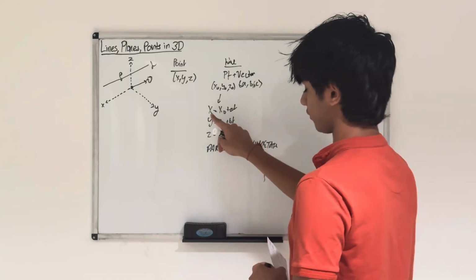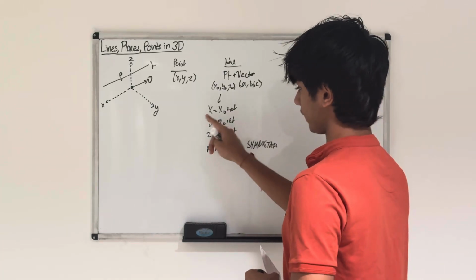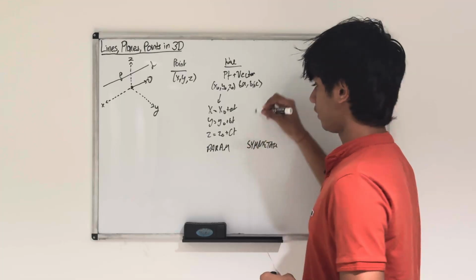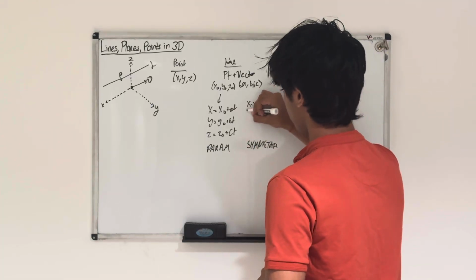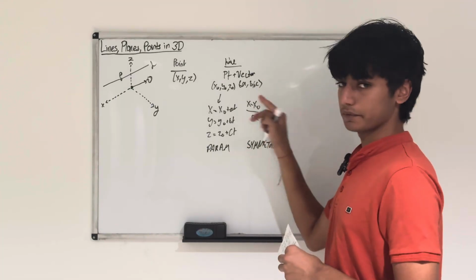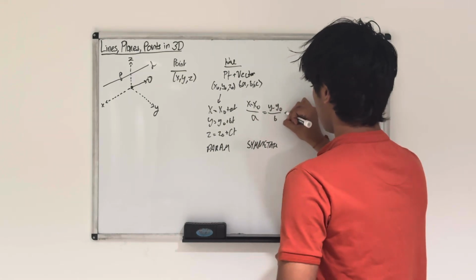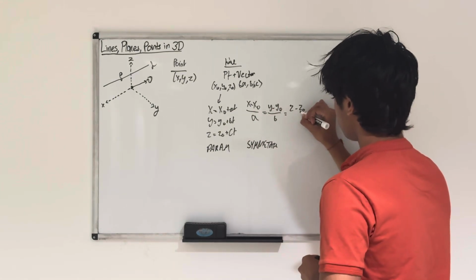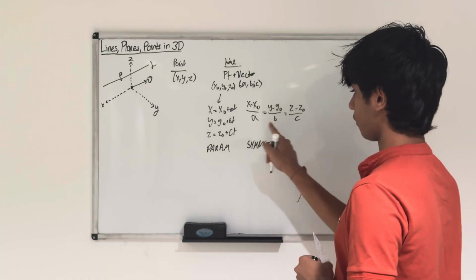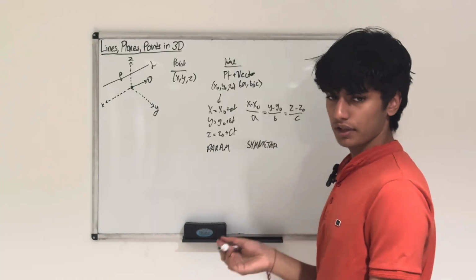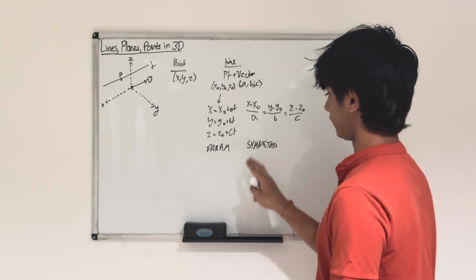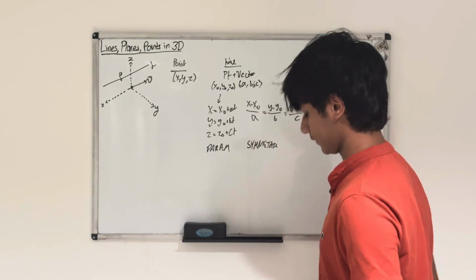So we solve this first one, we subtract x0, we get x minus x0 divided by a is equal to t. Same thing with the other equations, we get that y minus y0 divided by b, and z minus z0 divided by c are all equal to each other. Most of the time, the parametric form is going to be more useful, but these are two ways you can express a line in 3D.